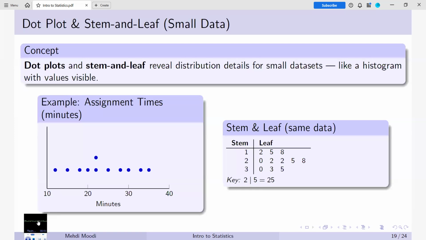Dot plot shows clustering, several in the low/mid-20s. Stem and leaf preserves exact values, handy for reading medians and spotting outliers in small samples.